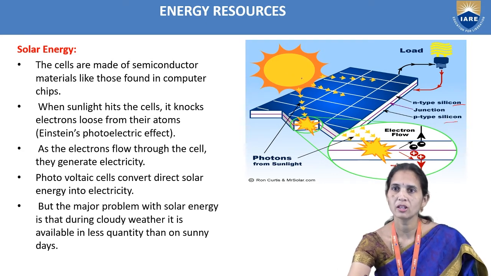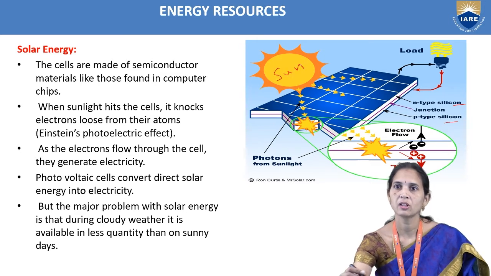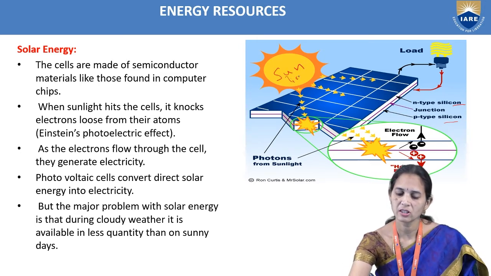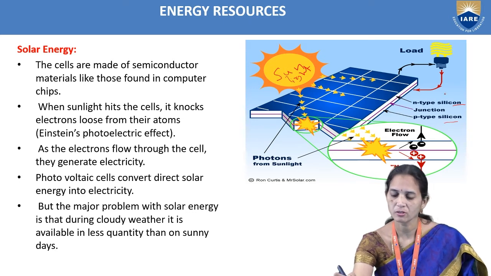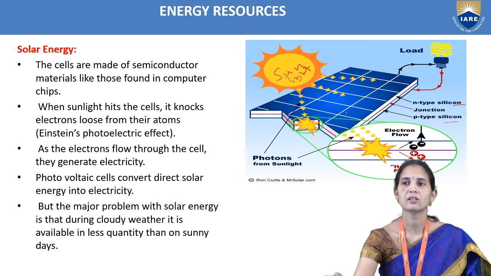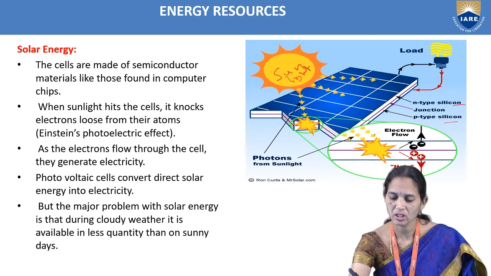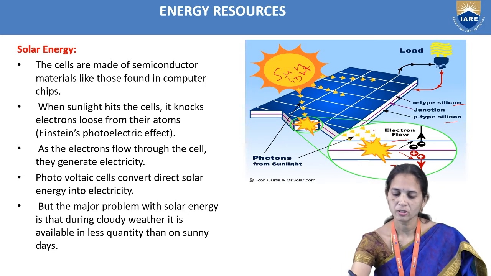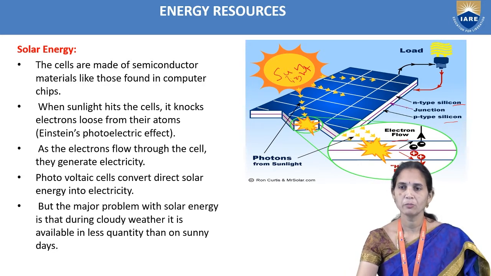When the sunlight is hitting this cell, what happens? The atoms lose electrons from the cell. Those electrons flow, and when the electrons are flowing, electricity is produced. We can see here that the electron is flowing, so electricity will be produced.